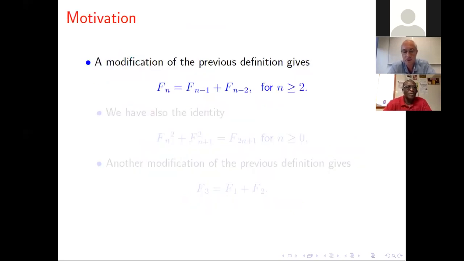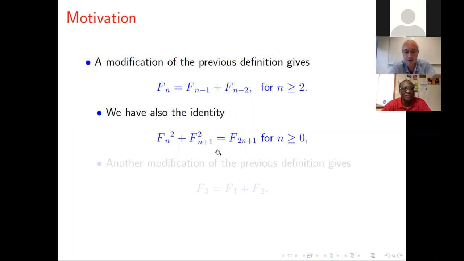Now, there are some properties that we can notice. If we look at the definition of the sequence, we can rewrite it in the form Fn equal to Fn minus 1 plus Fn minus 2. That is one remark. Another identity we can notice is Fn squared plus Fn plus 1 squared equal to F index 2n plus 1.